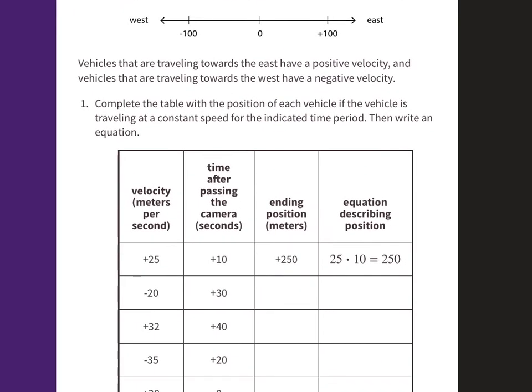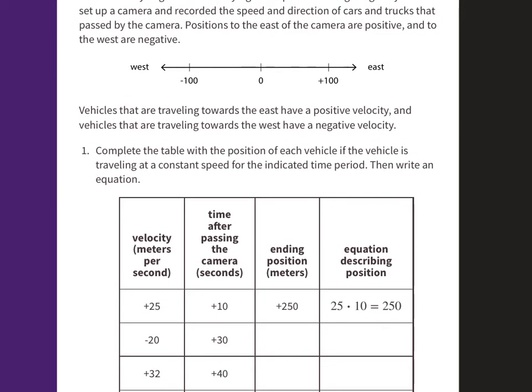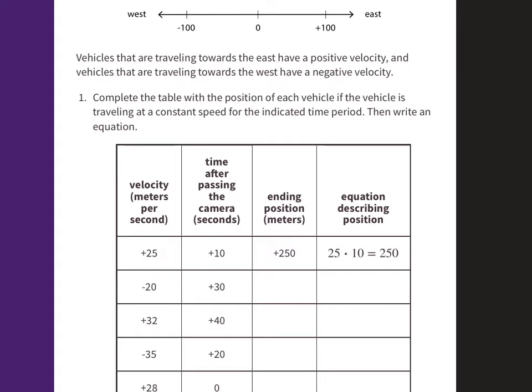Complete the table with the position of each vehicle if the vehicle is traveling at a constant speed for the indicated time period, then write the equation. Okay, so the positive and negatives here just tell me the direction they're going. We talked last week that we can't have a negative speed or negative distance. So if the number is negative, it just tells me it's traveling west. If the number is positive, it tells me it's traveling east. So here we go. Let's look at this table.